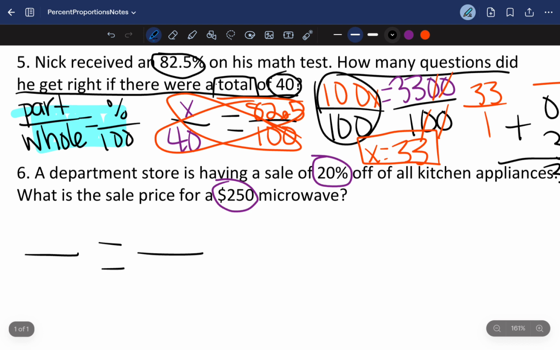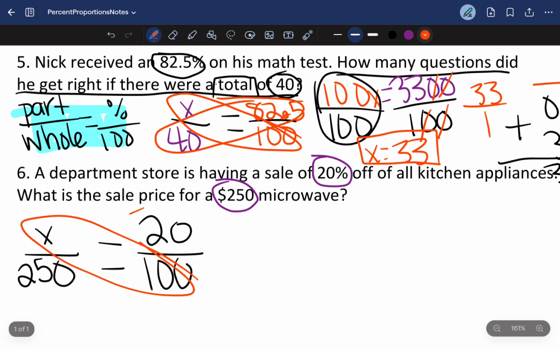So I'm going to start plugging in what I know. I know that I have 20 on the right side because percent is top right. 100 is down below because percent is always out of 100. And then it's asking for the sale price for a $250 microwave. Now I need to decide, is that $250 a part or a whole? Well, in this case, it's going to be a whole because that is the total amount before the sale. So I want to know what 20% of 250 is. So kind of going back up to that example 1 and example 3 that we did, that's where the of and is comes from.